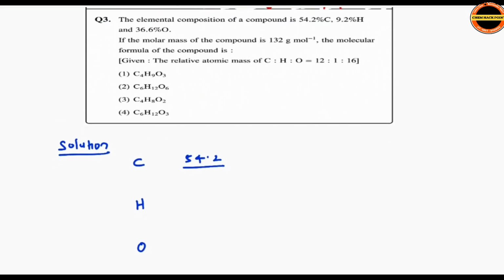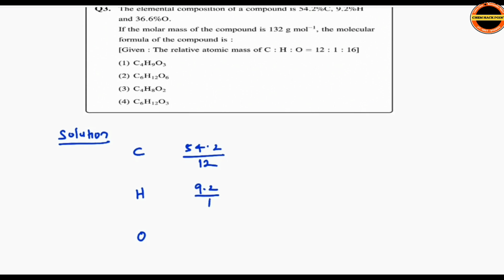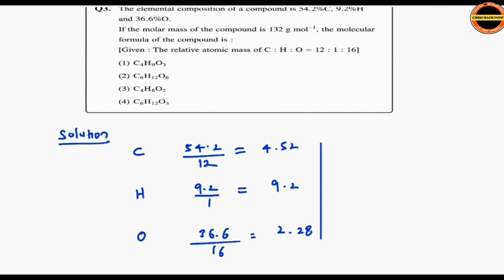First, for every element we calculate the number of moles, that is percentage divided by atomic mass. For hydrogen it is 9.2 by its atomic mass 1. For oxygen it is 36.6 by its atomic mass 16. After the calculation you will get 4.52 moles, 9.2 moles, and 2.28 moles. After this we divide all the values by the lowest value to get the simplest ratio of atoms.